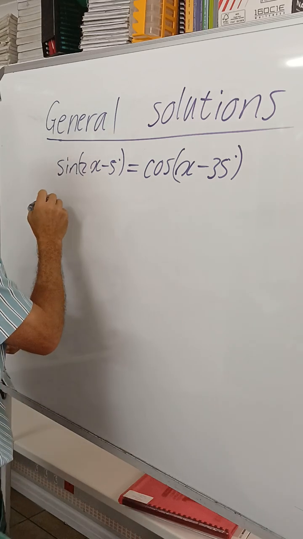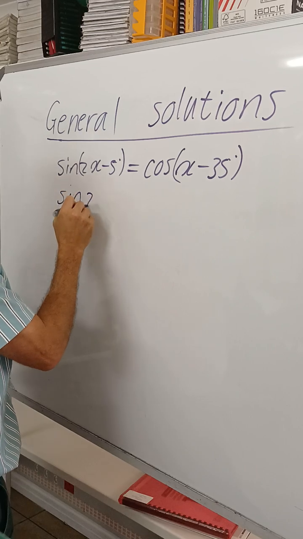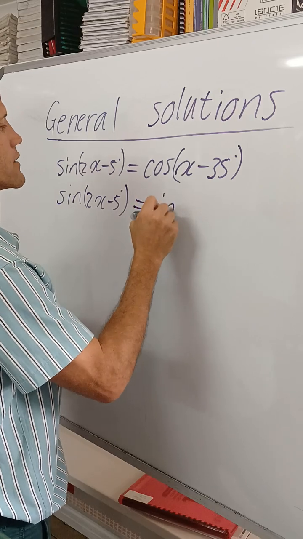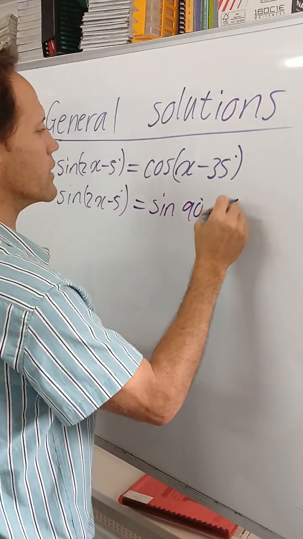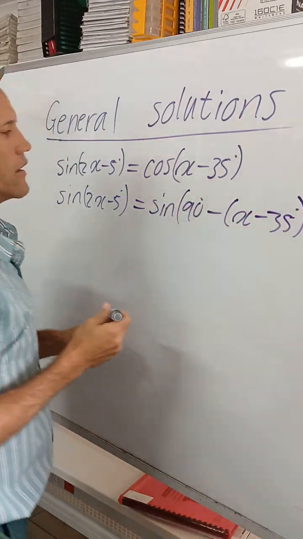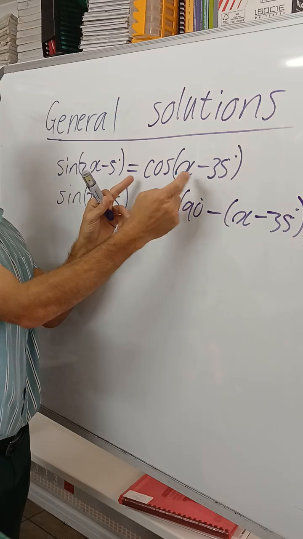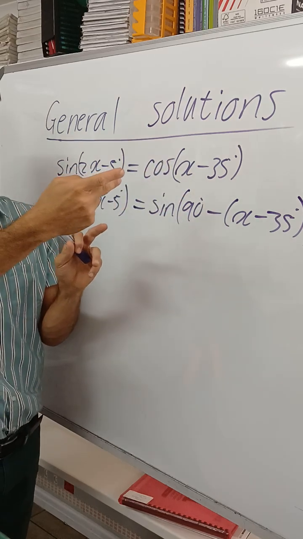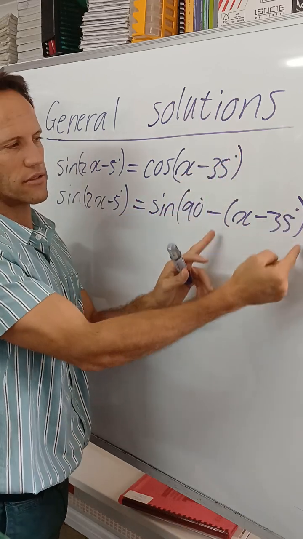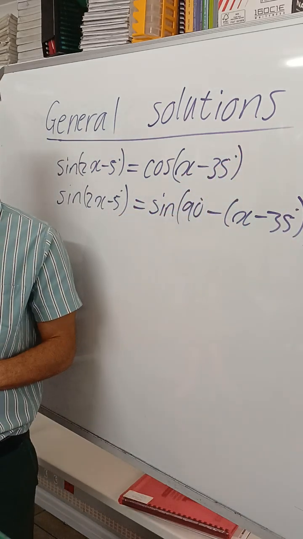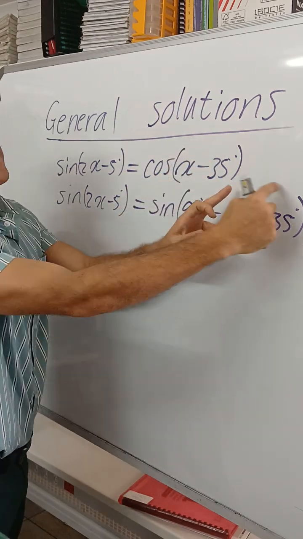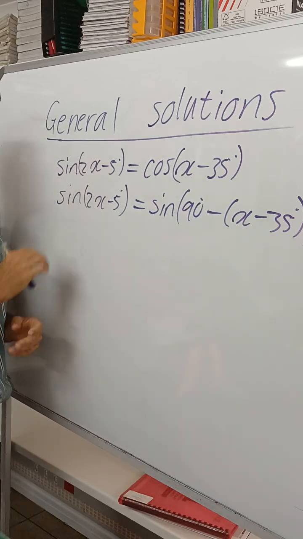So what you need to do is use the co-ratios. What we're going to say is make this one sine of (90 minus (x minus 35)). So we just changed the cos. If it was cos x, you can change it to sine (90 minus x). So if it's cos (x minus 35), you can change it to sine (90 minus (x minus 35)). Okay, you understand? So this is your angle, so it's 90 minus the angle, and then it becomes sine.